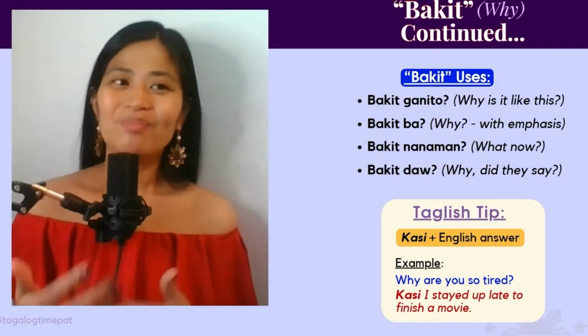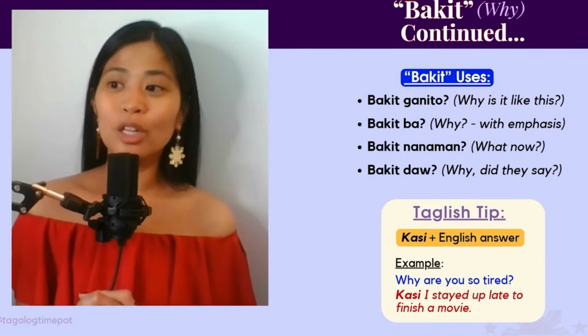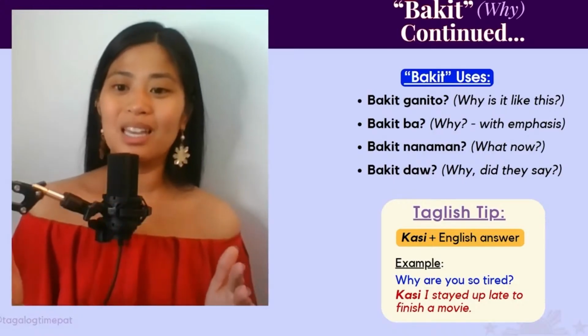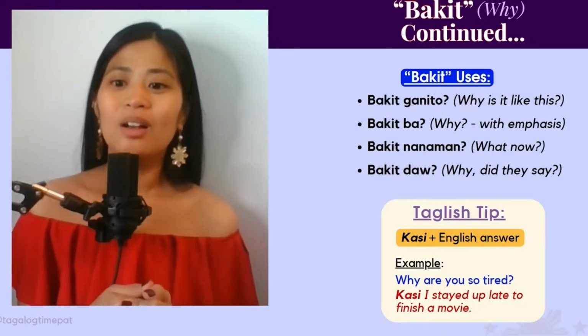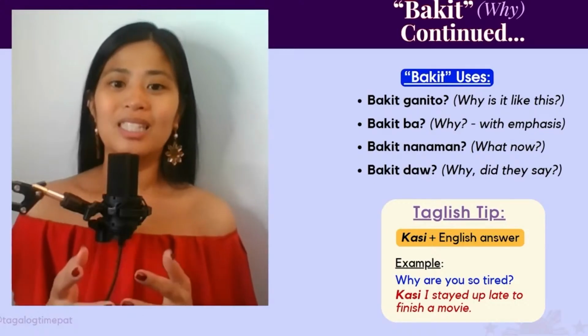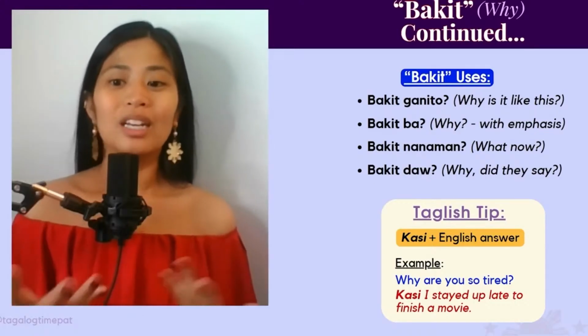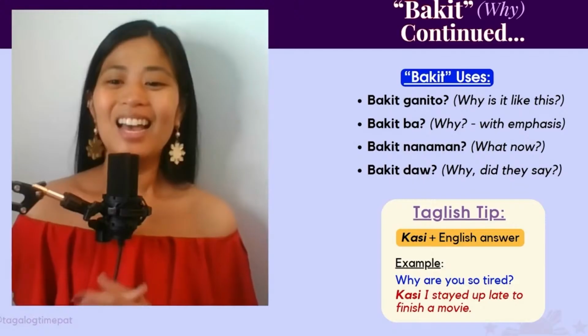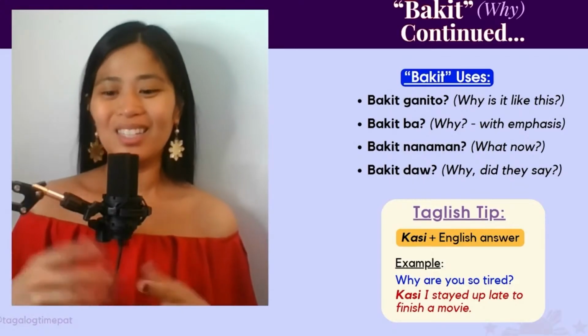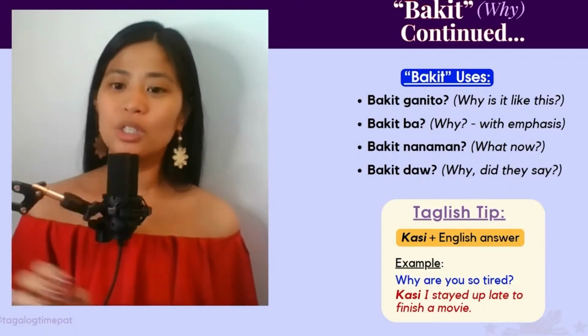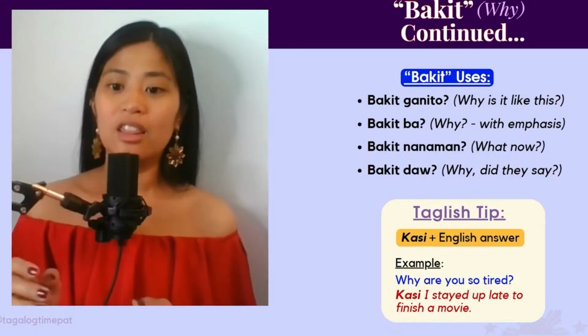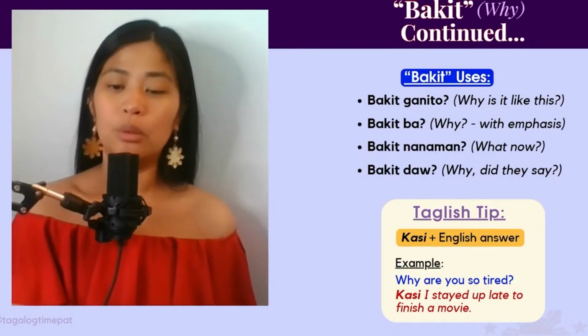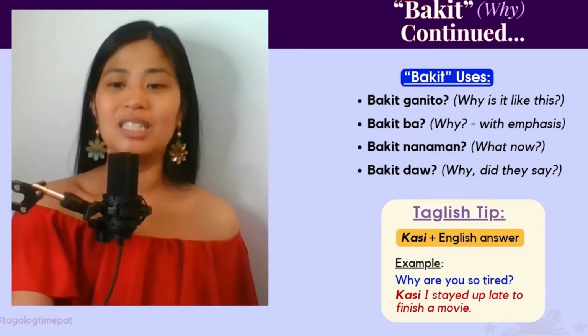And then the more vocabulary you learn, you'll eventually be able to say the whole phrase in Tagalog. Why are you tired? Kasi natulog ako ng late dahil nanonood ako ng movie. Okay, so just insert Tagalog words here and there, and then before you know it, you'll be able to say longer phrases in Tagalog.